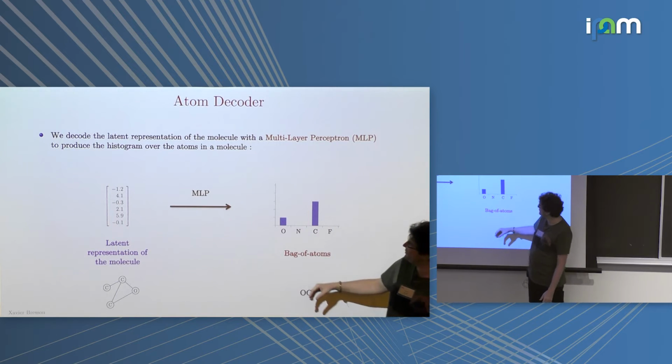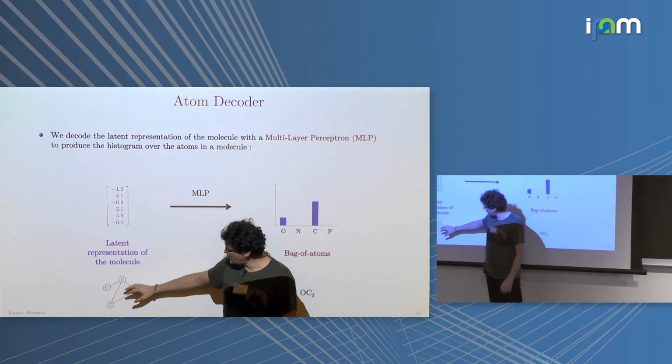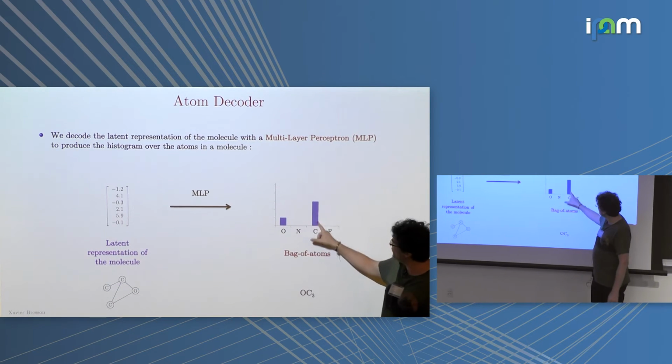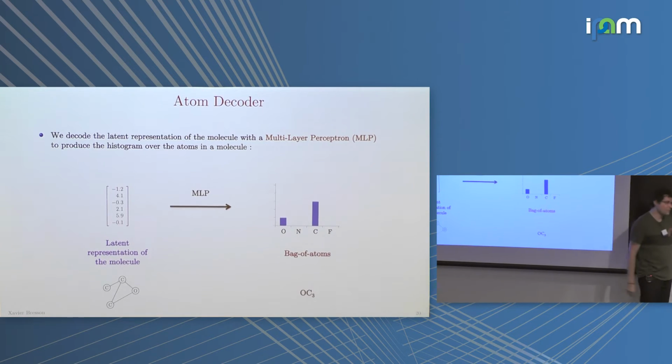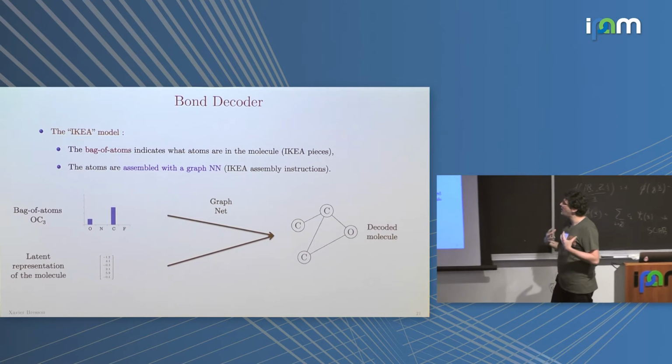So this is exactly what we did. For example, if we have this molecule with 3 atoms of carbon, you will have a histogram with 3, and 1 atom of oxygen, just 1. Okay, so we have this bag of atoms. And then we do the bond decoder.